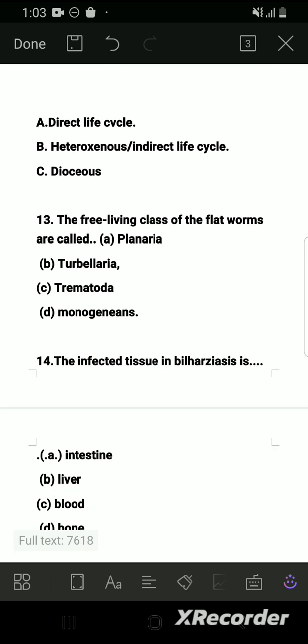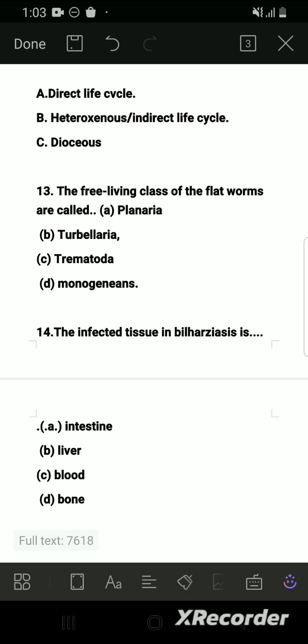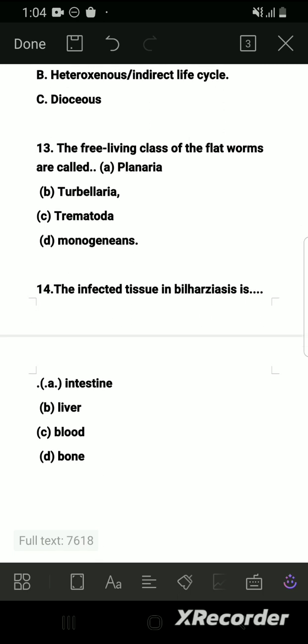So for 13, the free living class of the flatworms are called? Planaria is actually a free living flatworm, but we're talking about it in general, so Planaria is out. What about Trematoda? Trematoda are the main parasitic flatworms. What about monogenea? Monogeneans are also called ectoparasites, so they don't have the information we need for our answer. So we're looking at Turbellaria. Turbellaria are the free living flatworms. So our answer is Turbellaria.